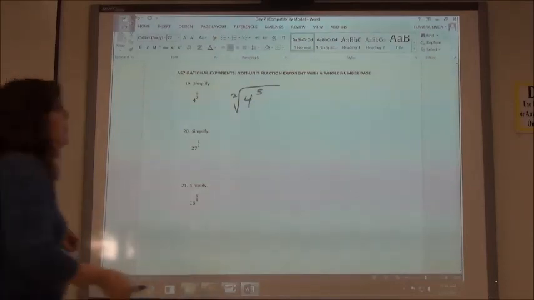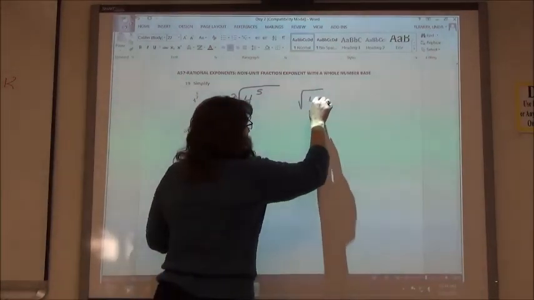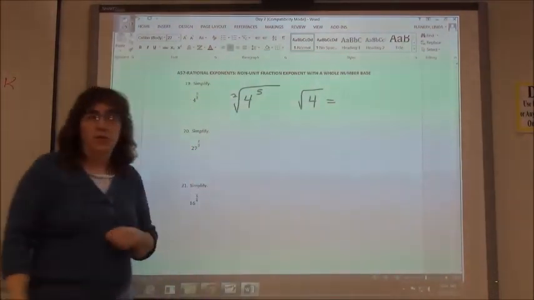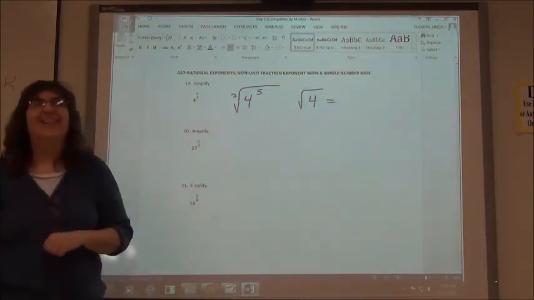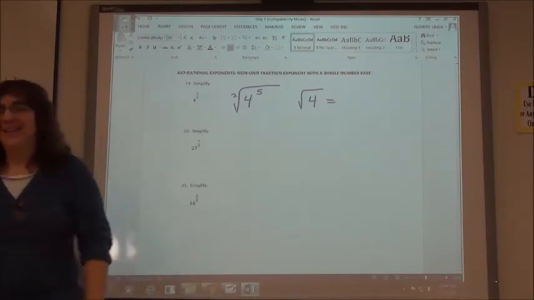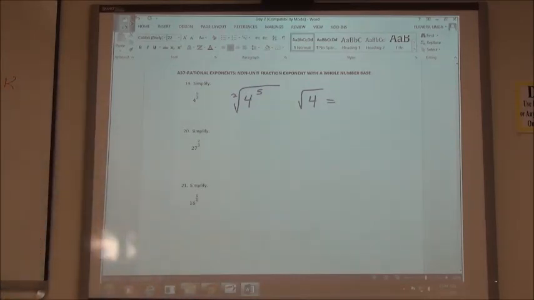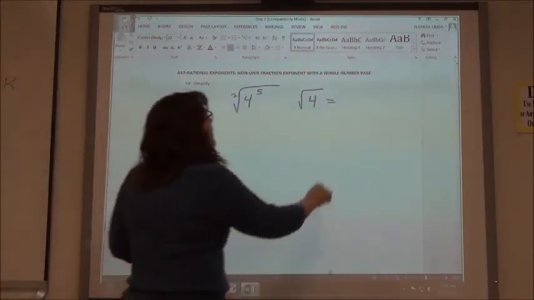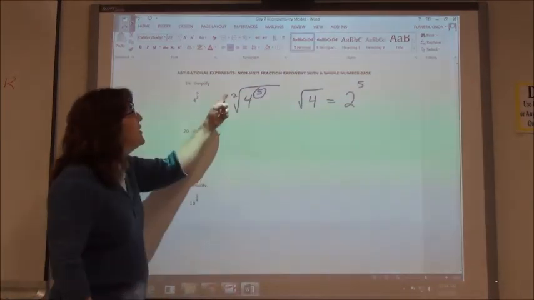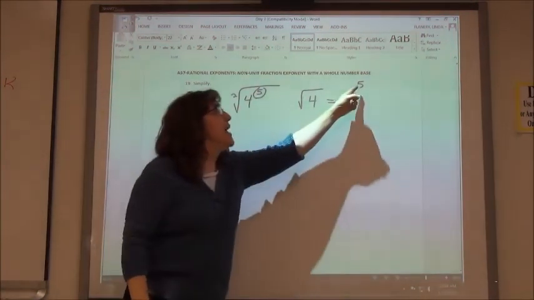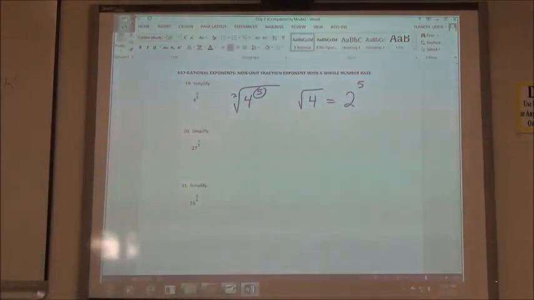What is the square root of 4? The square root of 4 is 2, right? 2 times 2 is 4. Then I'm going to do the exponent that's next to that, right? So I did the square root of 4. Now I'm going to raise that answer to the 5th power. So 2 to the 5th.